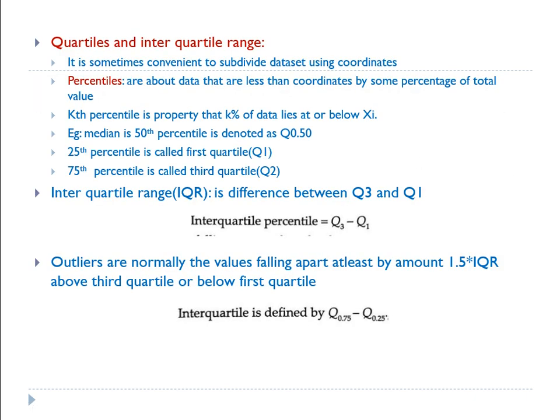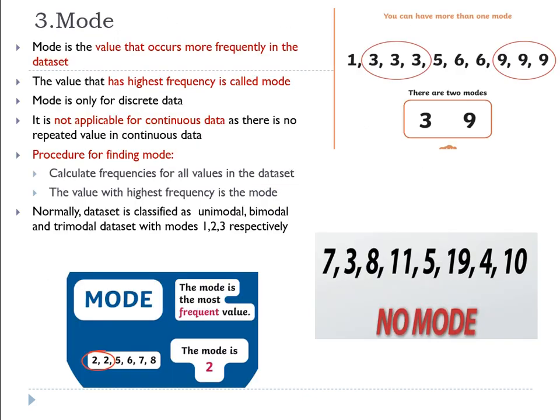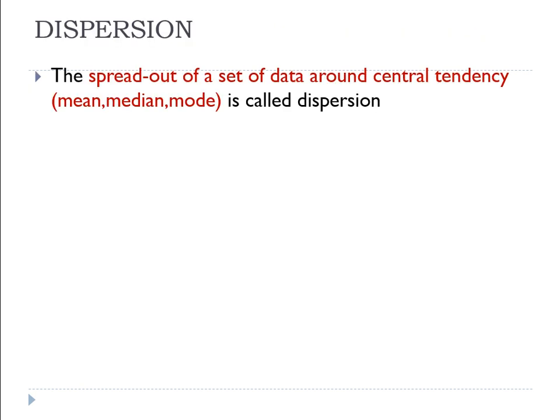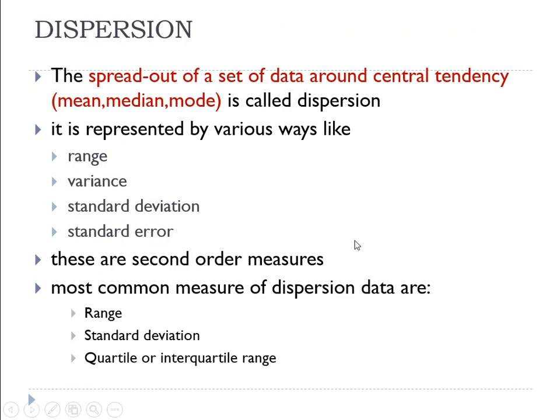So that's it for today's session. Today we had a quick revision of all the central tendency concepts, mean, median, mode, and we also discussed the second order measures: range, variance, standard deviation. The problems we will see in the next session.